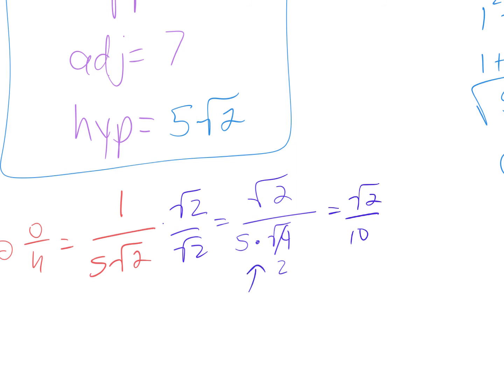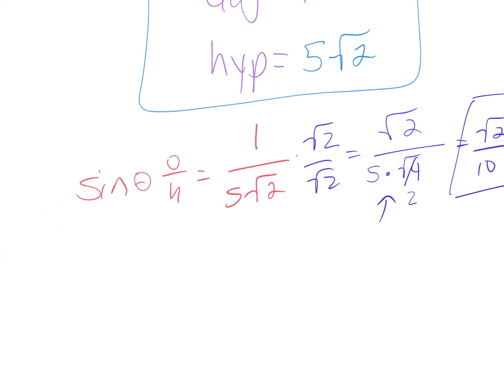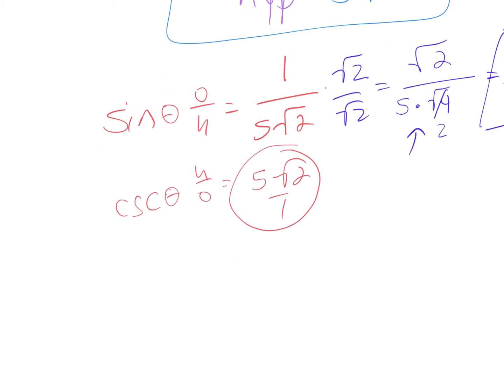You don't have to do this math, you don't have to show me. I wanted to explain it. Can I simplify the square root of 2 over 10? No. That's it. Nothing goes into that. It's the square root of 2 divided by 10. So now if we're going to find the reciprocal, what's the reciprocal of sine? Cosecant. So it's hypotenuse over opposite, so it's 5 root 2 over 1. Do you have to put the 1? No. But that's it. Good job.